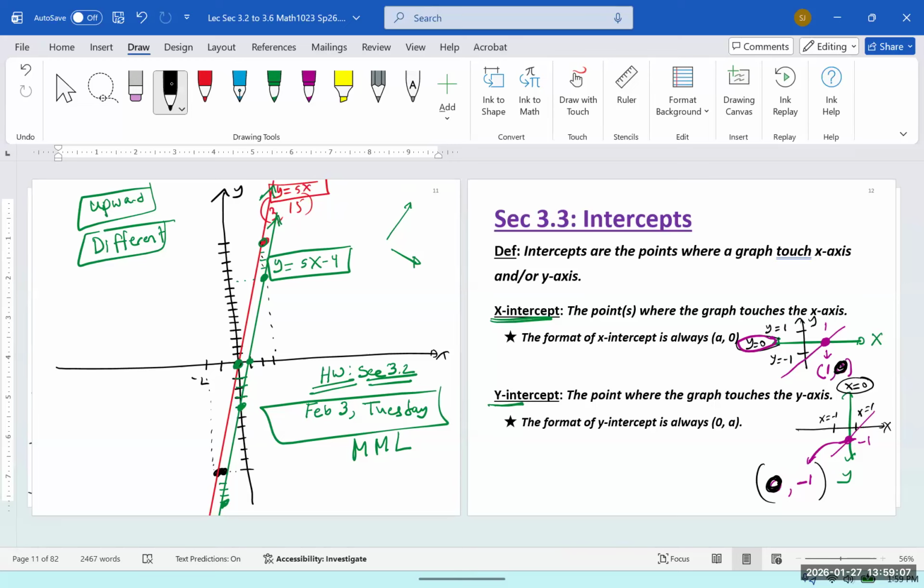For x-intercept, you look through the x-axis at which point you are crossing the x-axis. That's your x-intercept. For y-intercept, you look at the y-axis and see through which number you're crossing the y-axis. That's your y-intercept. Besides x and y, the other number is always 0. So in x-intercept, your y is 0. In y-intercept, your x is 0.